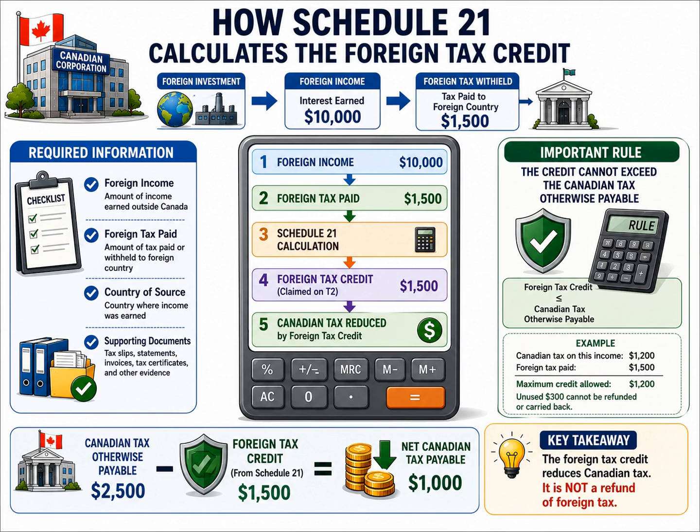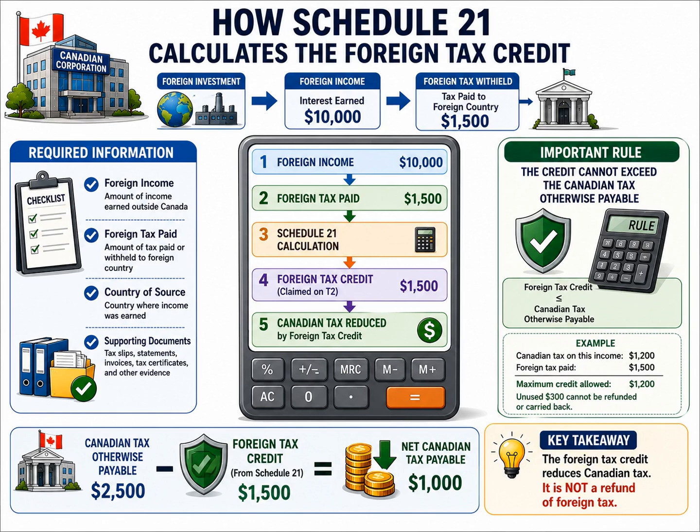It needs to know the amount of foreign income earned, the amount of foreign tax paid or withheld, the country where the income originated, and supporting documents such as tax statements, withholding tax certificates, or other evidence showing that the foreign tax was actually paid.